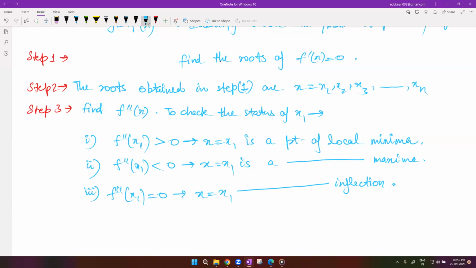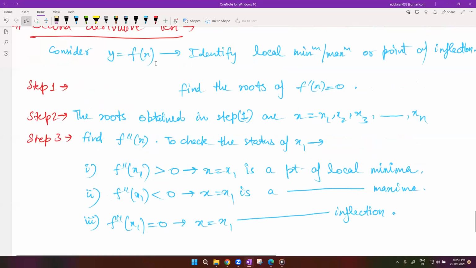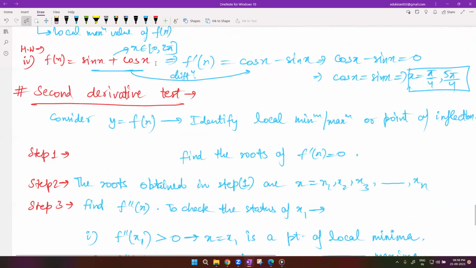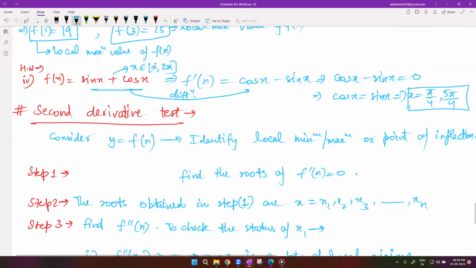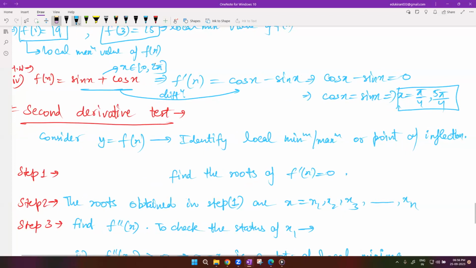So this is a more robust method than the first derivative test, and that is why we are following this, because it can very easily give us the status of a point, whether it is a point of local minima, local maxima, or point of inflection, whatever it is. Now let's try to apply this in one question, in the above question only. So let me take this question.